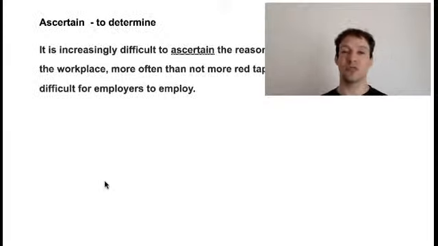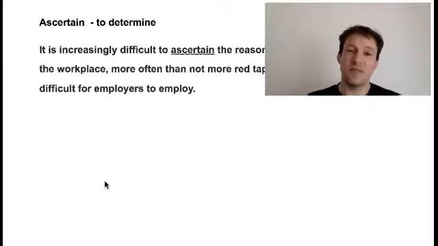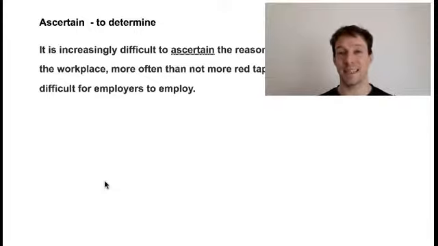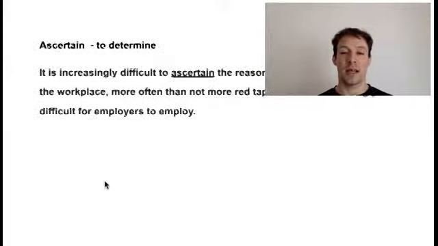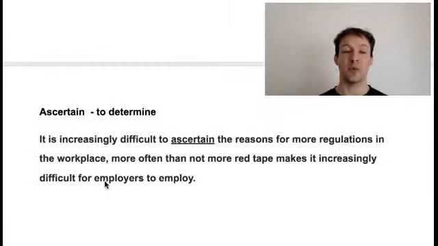Now, the reason why I chose ascertain was because it's not very common in everyday spoken English, or even that common in written English. So if you show the examiner that you can use these fancy words or words that are less common, you're going to help impress her or him. So let's see, what does ascertain mean? Well, it means to determine.